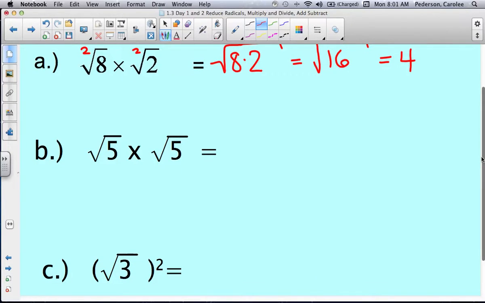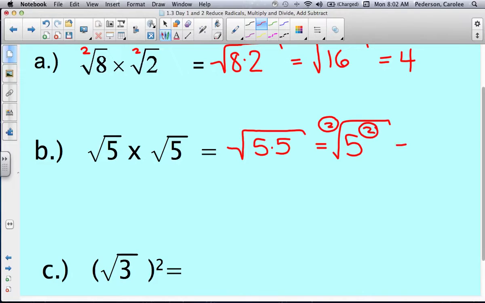Next example. Square root of 5 times square root of 5. Again, you can multiply these two radicals together because they have the same index. They're both square roots. So we would get 5 times 5, or 25. I'm just going to leave it as 5 squared. Remember, when we have an index and a power that match up, everything cancels, and we're left with 5.